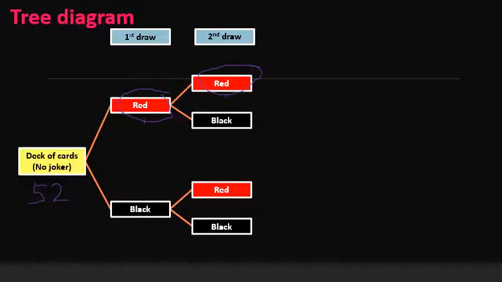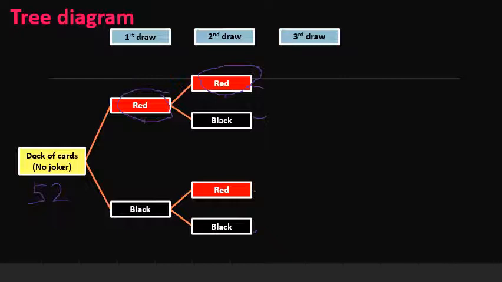Now, let's say we mapped this out before we did the experiment. Each of these outcomes, 1, 2, 3, 4, are equally likely to one another. That means they have the same chance of happening.